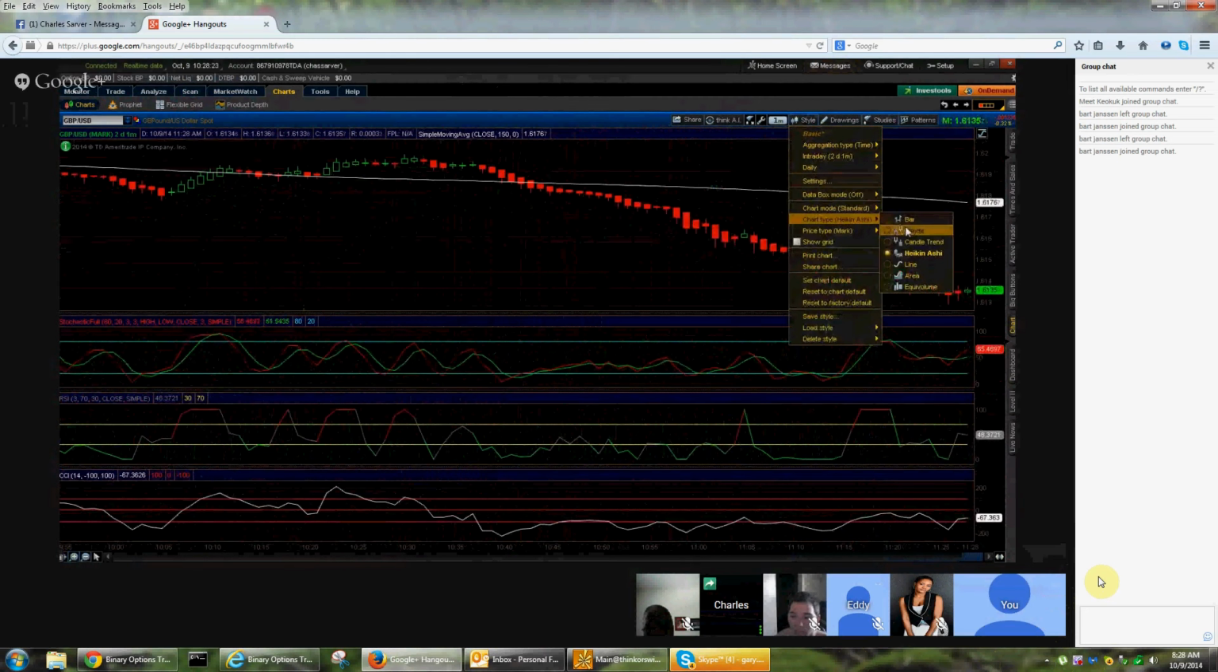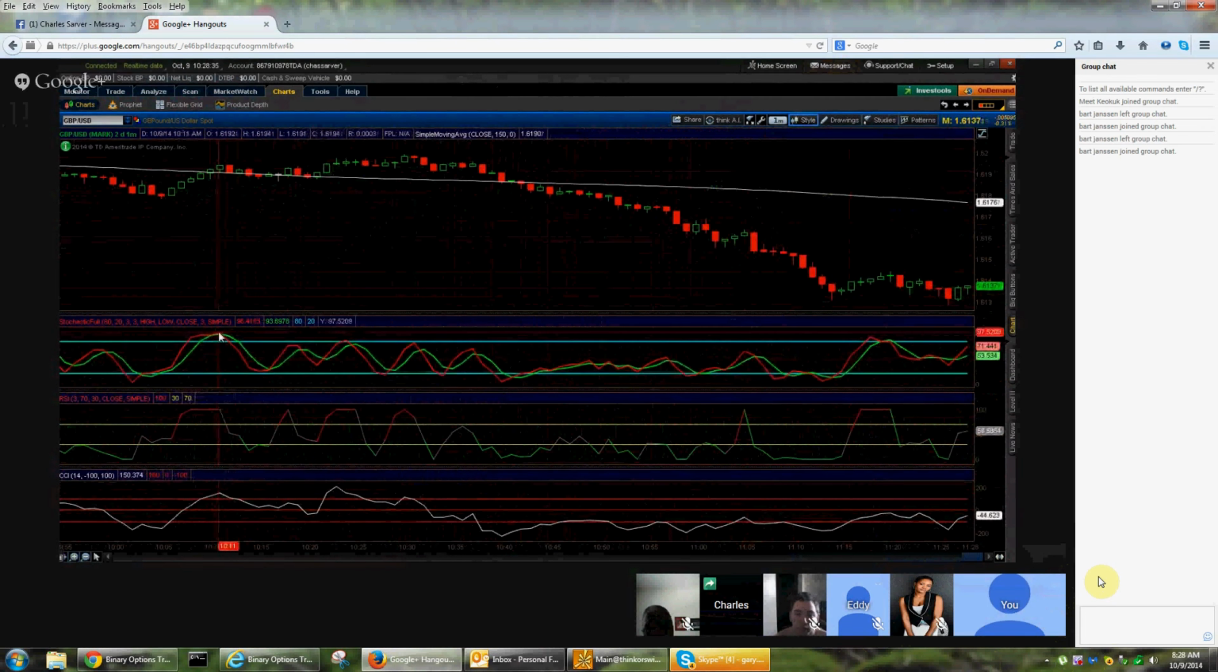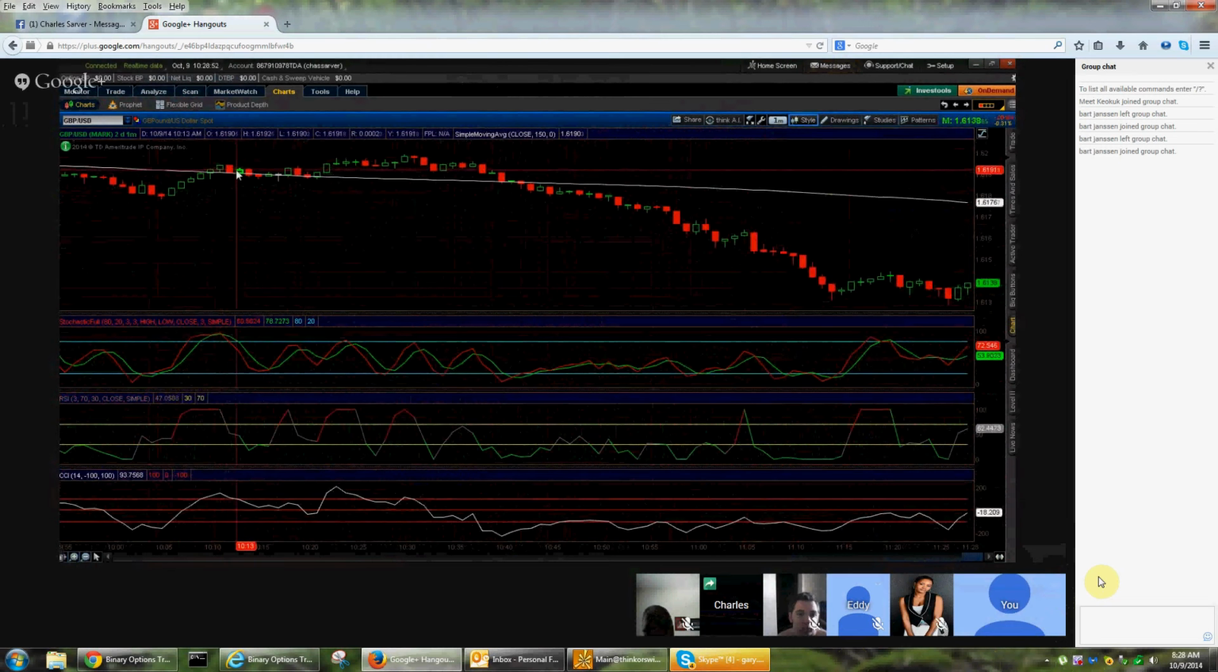Okay, something I noticed. Here, we're overbought, oversold, everything. CCI, RSI, and the stochastic full. I have all the settings tweaked. Now, when you see that overbought, watch what happens. As soon as it starts turning down, what happens? 5-minute trade all the way down.